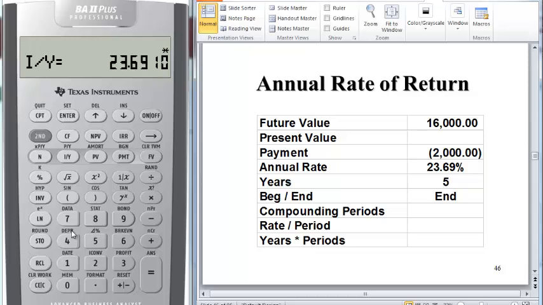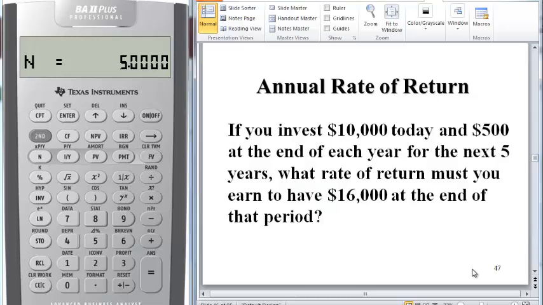So if I want to see what I put in each one of these, I can push the RCL button, that's the recall button, and the future value. I can recall the payment. I can recall in, and I can see what I put in each one of those slots. That becomes helpful if I forgot what I have in each one of them.